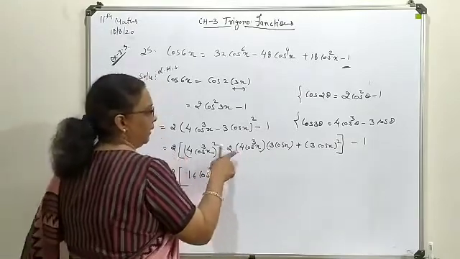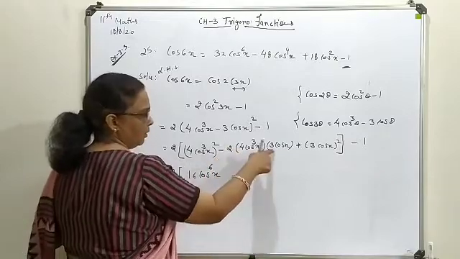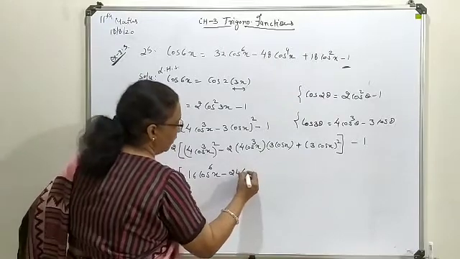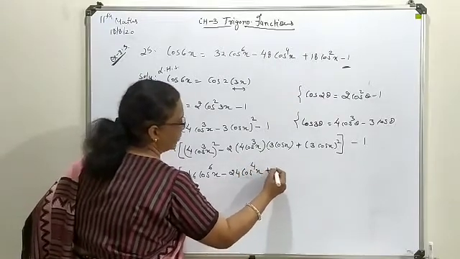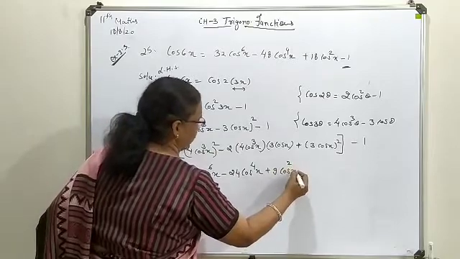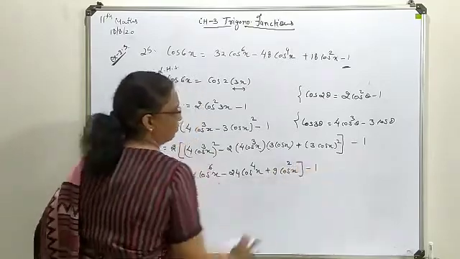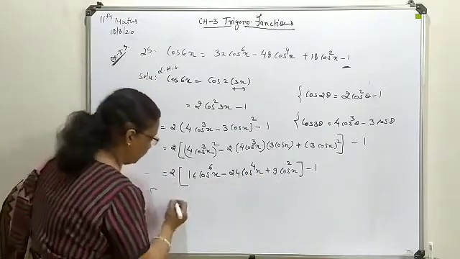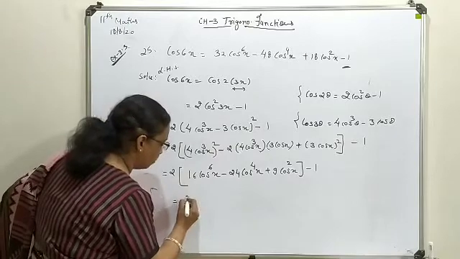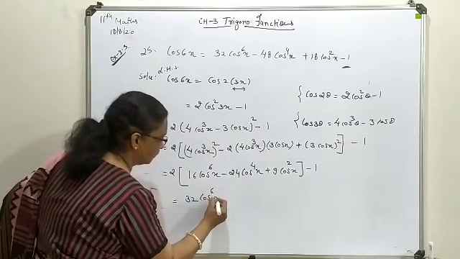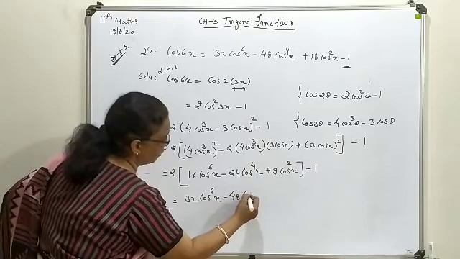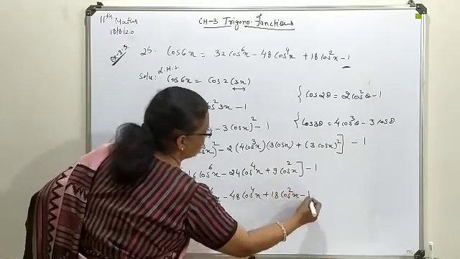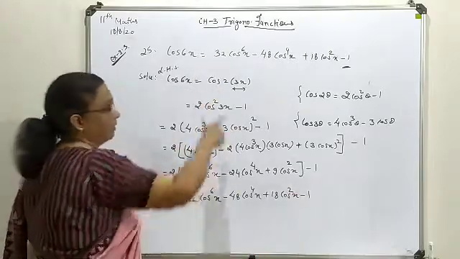These all are to be multiplied. So 8 3s are 24, and powers are to be added. This is cos 4x, plus 9 cos square x, minus 1. Now multiply the whole expression by 2. So this will give you 16 into 2, 32 cos 6x minus 48 cos 4x plus 18 cos square x minus 1. So you can match your answer to the required one.